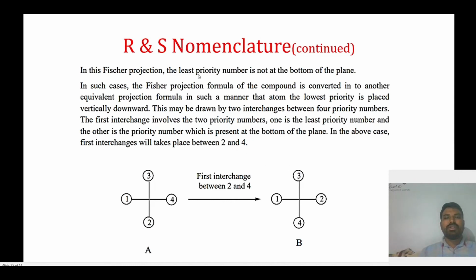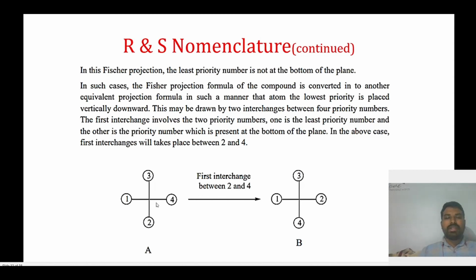In the Fischer projection, the least priority number may not be at the bottom of the plane. In such cases, the Fischer projection formula of the compound is converted into another equivalent projection formula in such a manner that the atom of lowest priority is placed vertically downward. This may be done by two interchanges between priority numbers. The first interchange involves the least priority number and the priority number which is present at the bottom of the plane. In the above case, the first interchange will take place between 2 and 4.